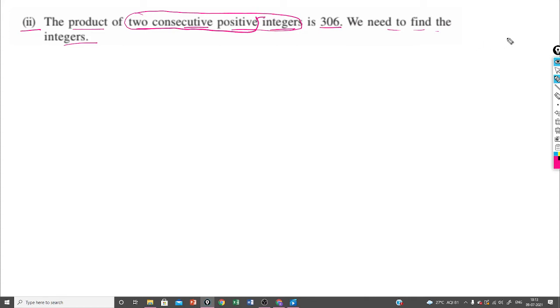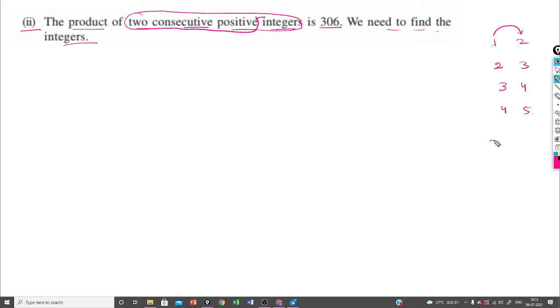For example, if it is 1, 2, then 1 and 2 are positive integers, and moreover they are consecutive. The reason: after 1, exactly 2 will come. After 2 what will come? 3. After 3 what will come? 4. After 4 what will come? 5. So these are examples of consecutive positive integers. We can give many more examples like this: 1 after 2, 2 after 3, 3 after 4, 4 after 5.